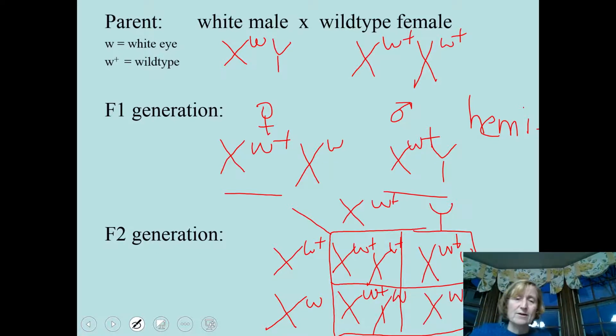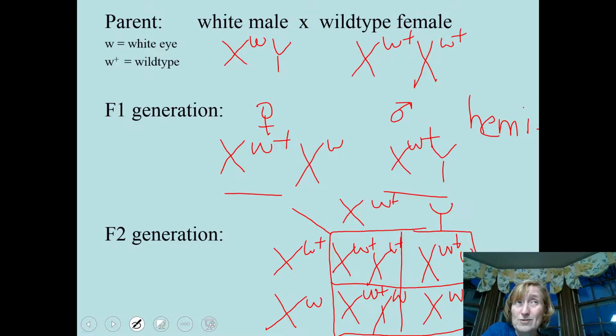Okay, let's see if this fits with what Morgan found. Remember, Morgan found that all the females were wild type. Let's check that out. Are all the females wild type? The top box is a wild type female. The bottom box below it is a wild type female who's heterozygote.